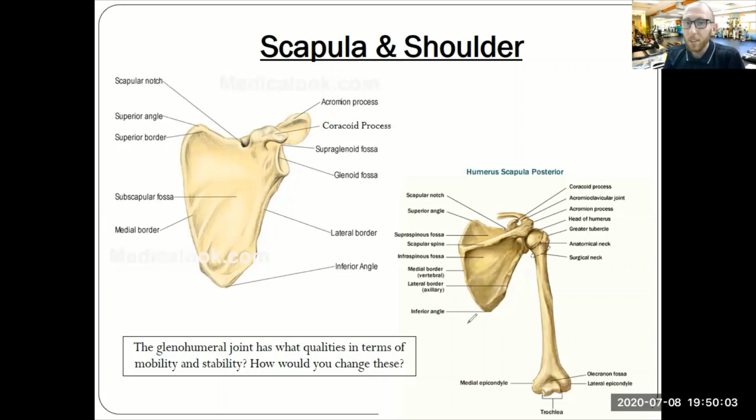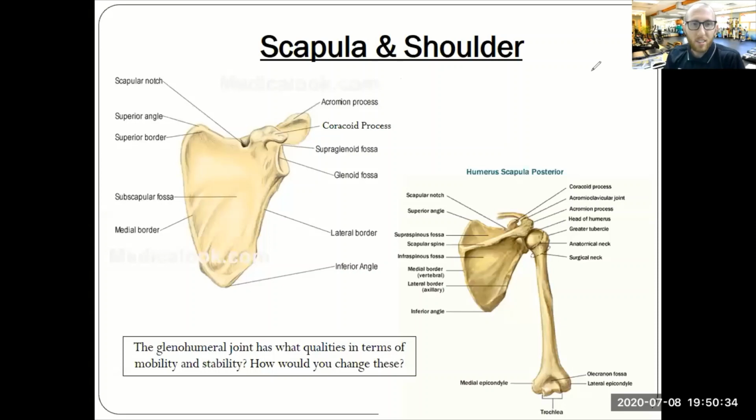Now, posteriorly, over here, you can always see the spine of the scapula. Remember that bony spine that you felt in your back? That's pointing backwards or posteriorly, and it leads all the way out to the acromion process. Acromion process, notice, attaches to the acromial end of the clavicle.